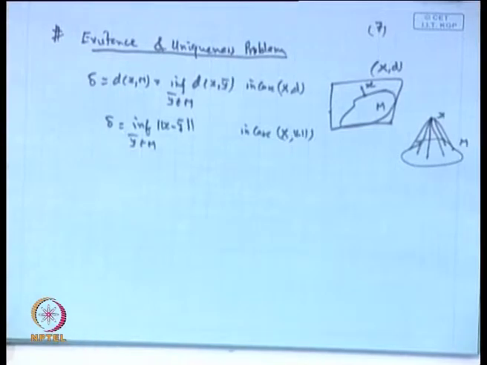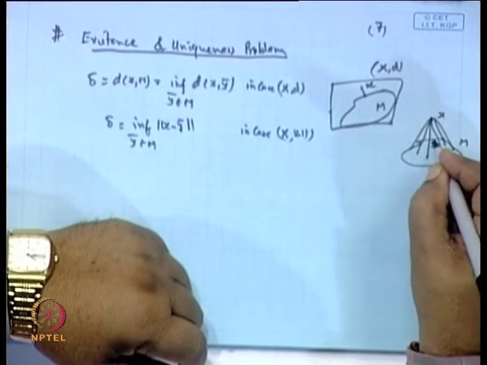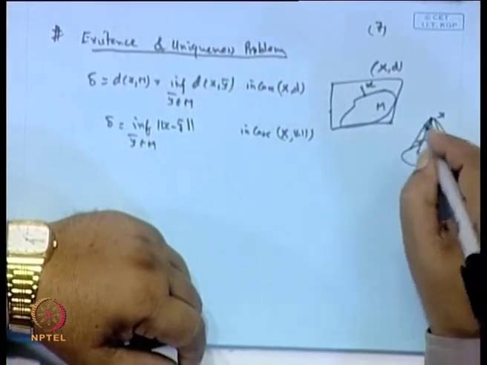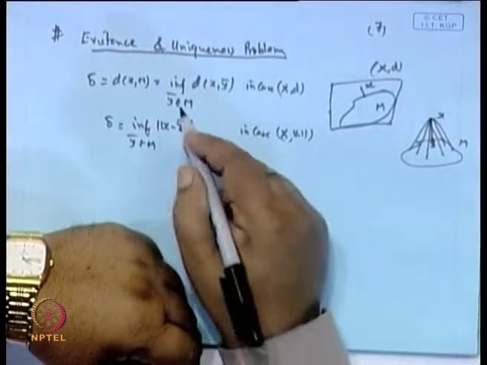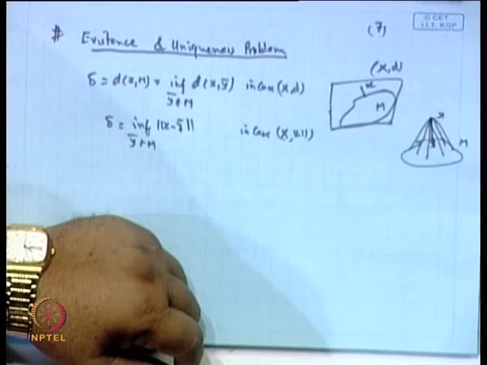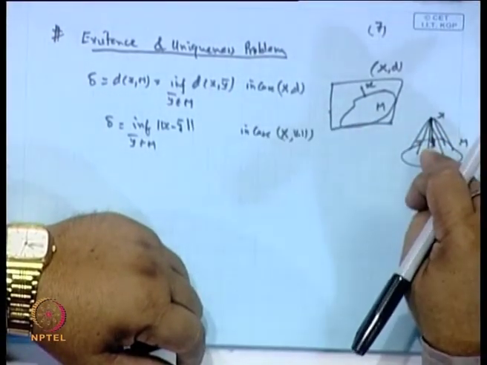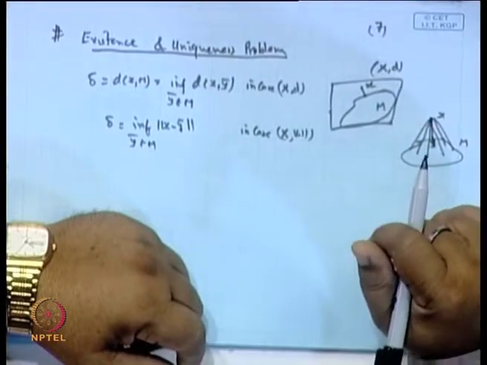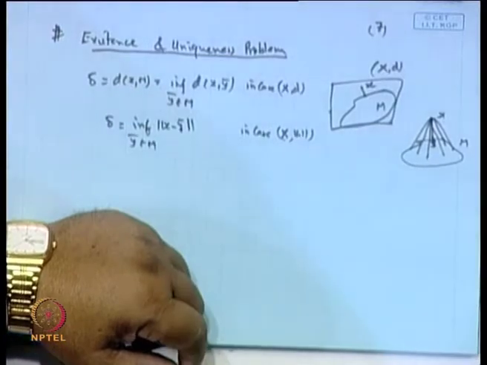The question arises whether this infimum really exists. Are you getting a point y0 in the set M where the distance from X to y0 is exactly the infimum? If it is so, then we say the existence of y0 is guaranteed. Then whether you have one y0 or more than one y0, the uniqueness of y0 is also important.